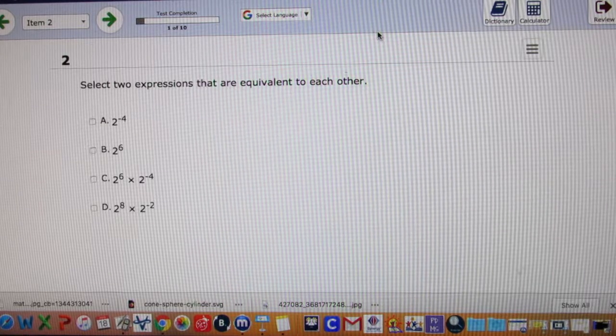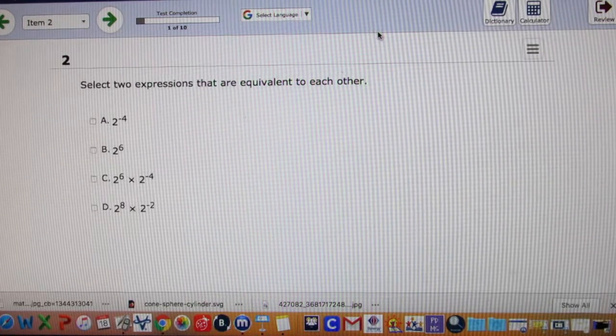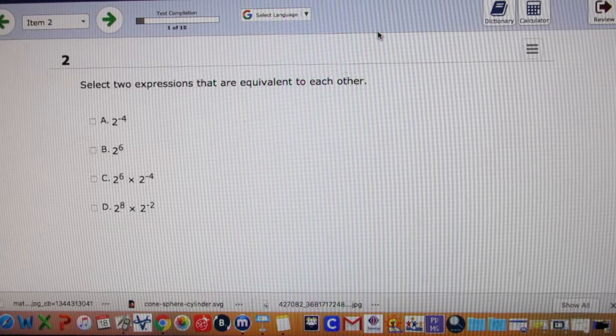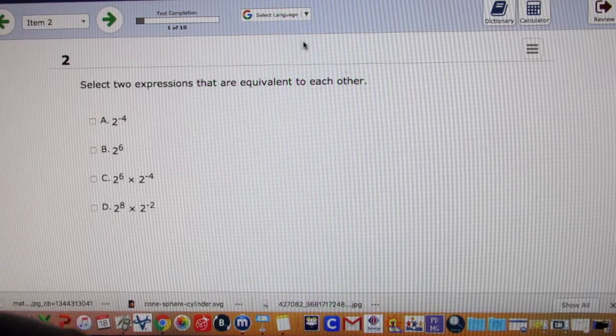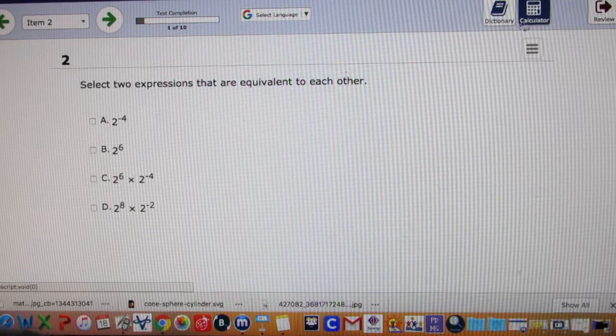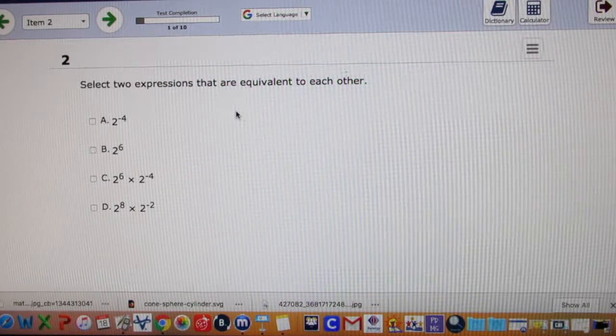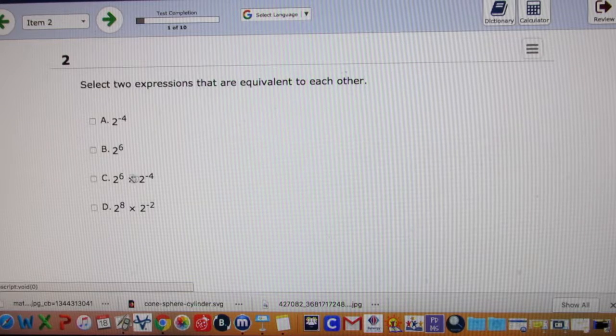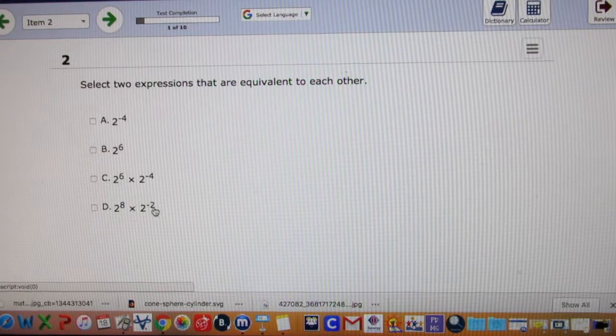Okay, hello everyone. We're looking at what I think is a simple product rule for exponents question here, but I want to really make it clear how you can use this calculator as a strategy to get stuff like this right, if for some reason you don't remember exactly how that product rule works.